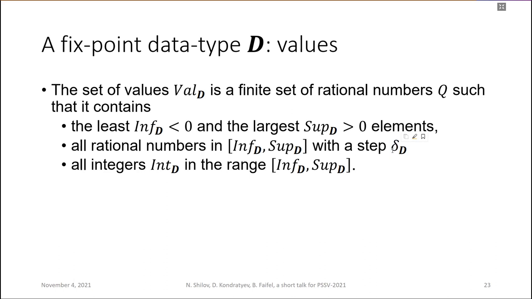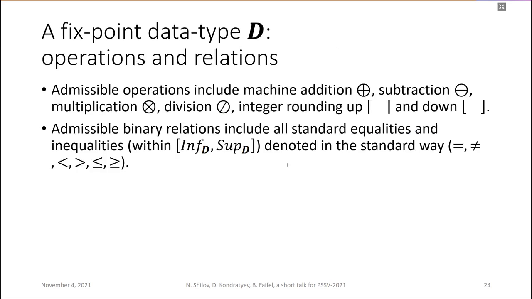in our axiomatization plays the role of the unit in the last position. So delta D is the data type dependent unit in the last position. But observe, we don't specify what this value is exactly. We just say this value is non-zero and positive. Then also we assume that all integers in this range are values of our data type.